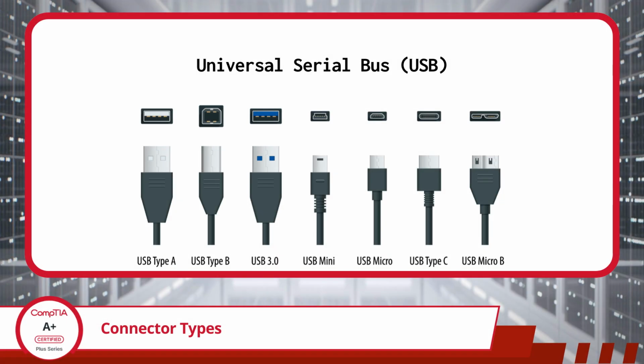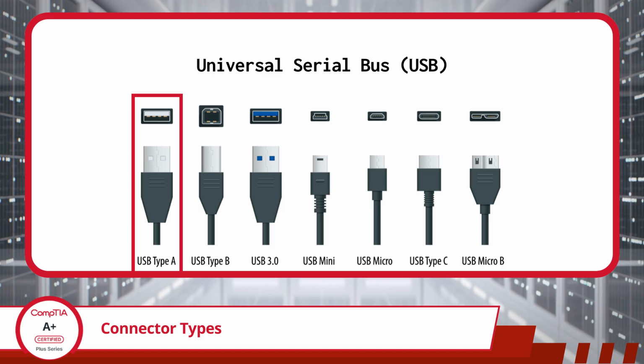Next, we have USB connectors. USB connectors come in many different form factors. And since most of these should be recognizable, I will only cover some of the most common form factors. First, there's the USB Type A connector, which has a rectangular shape and is commonly found in computers and laptops. It's used for connecting peripherals like keyboards, mice, printers, and external storage devices.